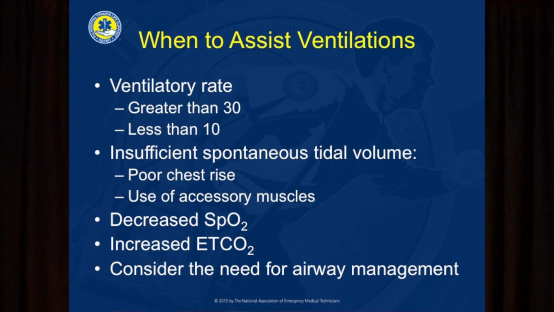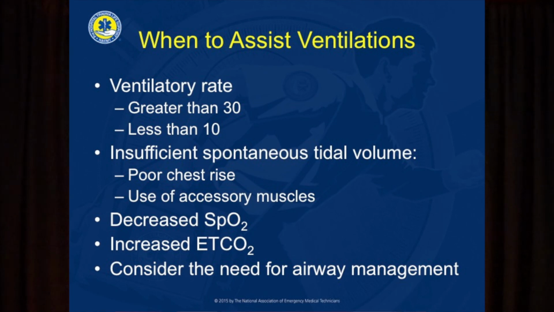Why are they breathing that fast? If it's because of trauma, they're hypotensive, tachycardic, they have a chest injury, etc., that patient's probably going to need to be ventilated. If they have poor chest rise or using accessory muscles, these patients are already in a bad spot. They're already to a point where they're starting to use accessory muscles to breathe. They're not getting good ventilation. Those patients you need to start ventilating immediately.